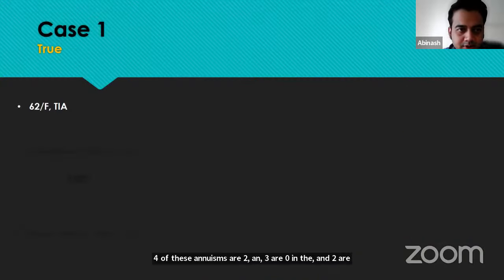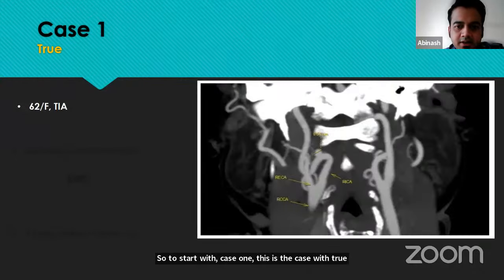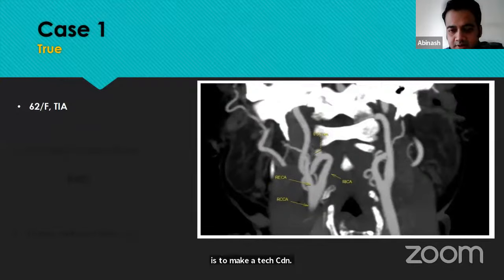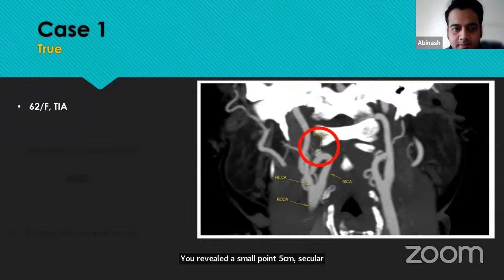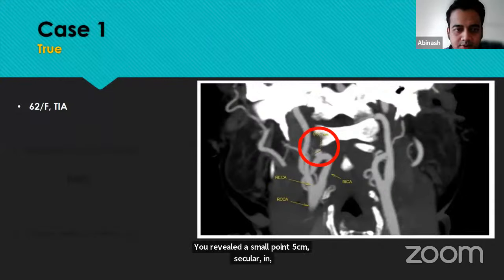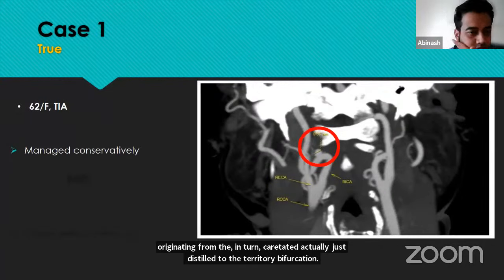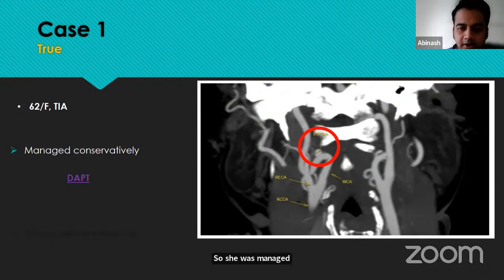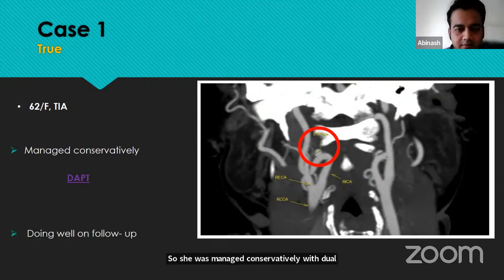So to start with case 1, this is a case of a true aneurysm, a 62-year-old female who presented with transient ischemic attack. CT angio revealed a small 0.5 centimeter saccular aneurysm originating from the internal carotid artery just distal to the carotid bifurcation. That one.